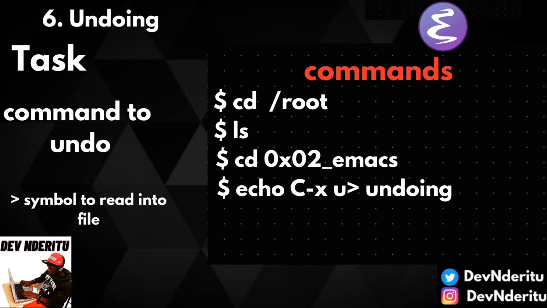Then let me just repeat again the echo. The echo is an inbuilt Linux command that prints out arguments as standard output, and the task for undoing is capital C-X space U. So you have to be very careful. It's C-X then space U, then you put the symbol to read in the file, which is the greater than symbol, then you write undoing, and with that you'll be able to achieve the objective of the task, and the checker will run.